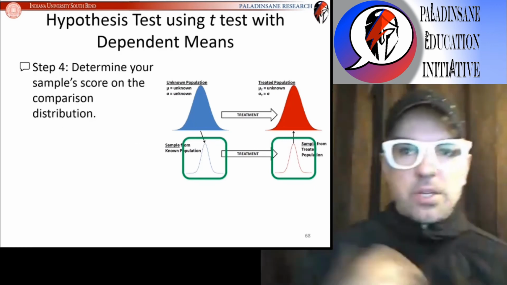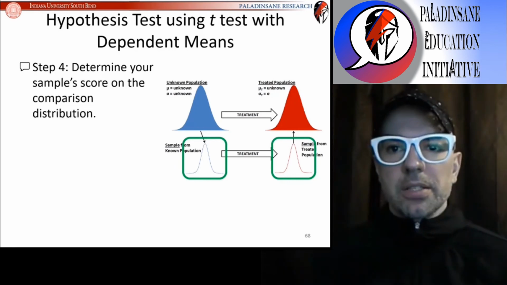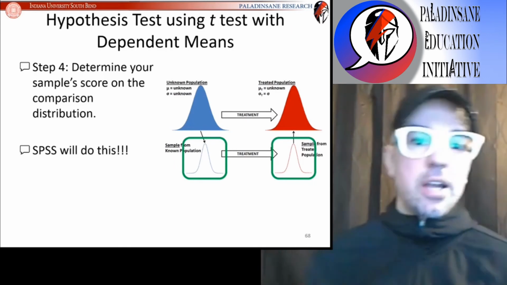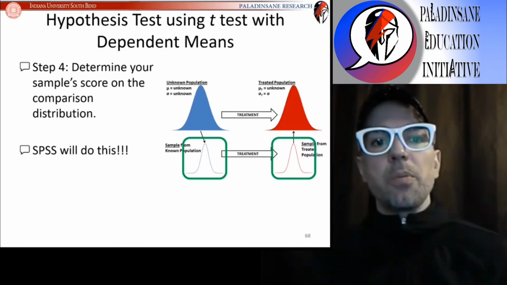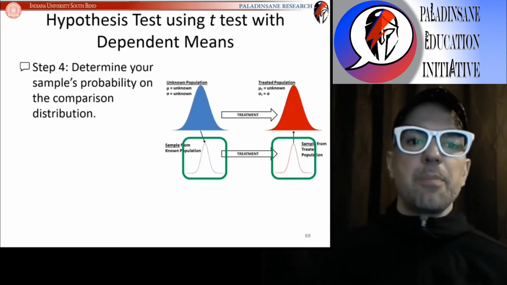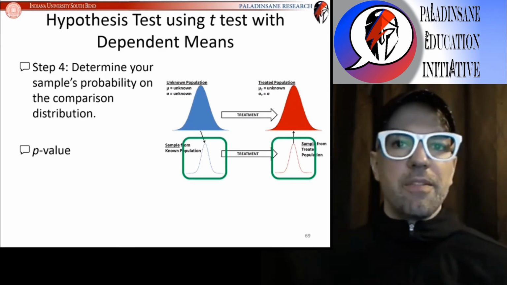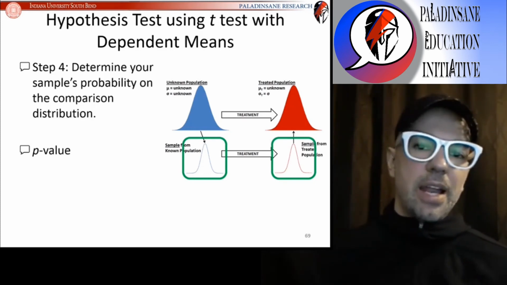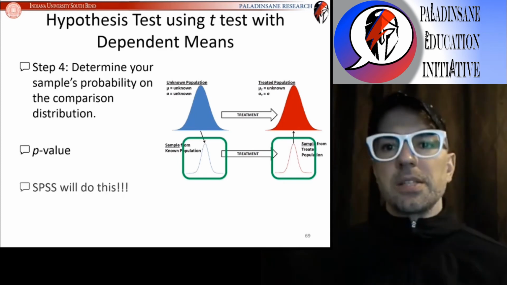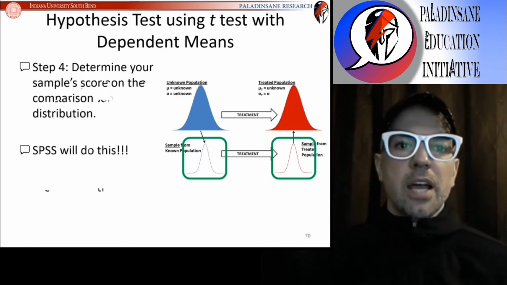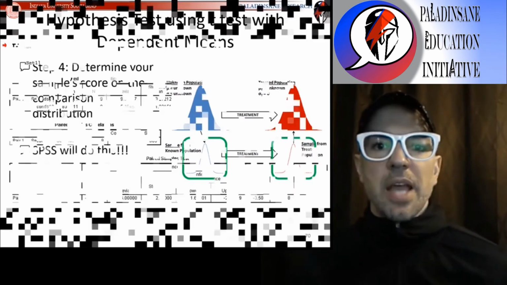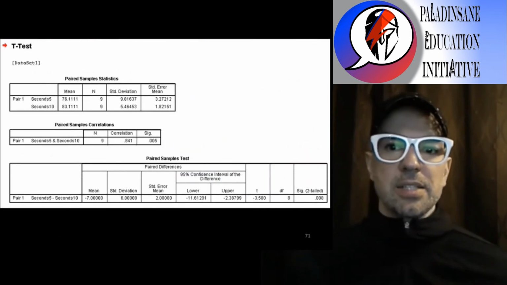So the next thing we have to do, step 4, is determine your sample score on the comparison distribution. SPSS will do this, and your homework's going to want to know that number, so we're going to show you where to get it. But more importantly, we're also going to determine our sample's probability on the comparison distribution. This is that all-important p-value that we've mentioned before. This is the probability of getting a sample this weird if the null hypothesis was true, if there was no effect, and SPSS will do this. So let's first look at how to find that sample score, and then the sample probability. The sample score is your sample mean as a t-statistic.